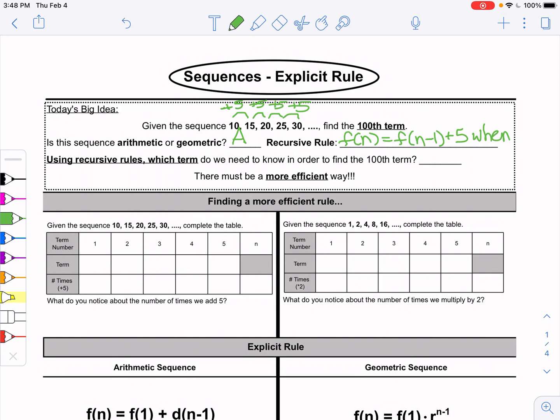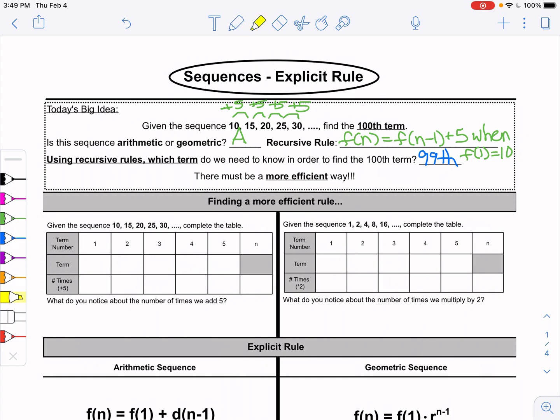when our first term equals 10. So using the recursive rule, which term do we need to know in order to find the 100th term? Well, it's always the one before, so we must find the 99th term. That is going to take us forever, okay? So we definitely don't want to do that. There must be a more efficient way.